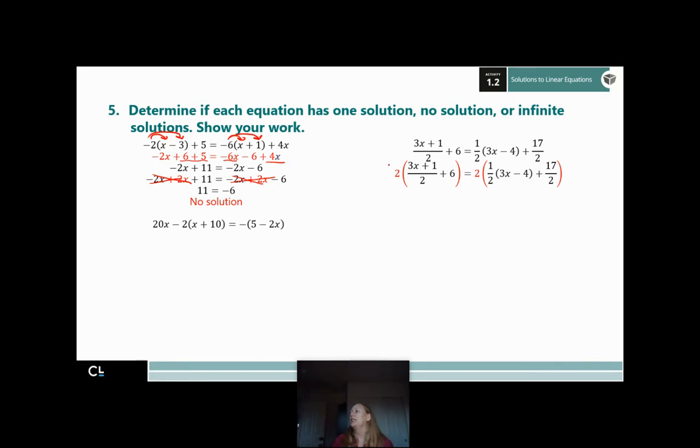At this point, I have to distribute. So if I multiply 2 times this first term, the 2's cancel out. And then, of course, 2 times 6 is 12. I have to distribute over here.